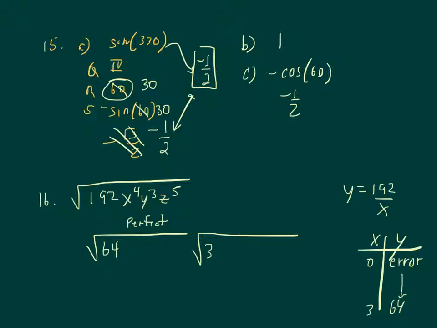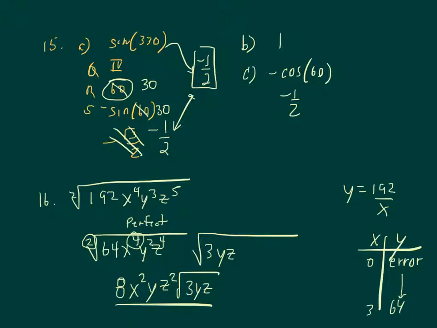We do the same thing here. The variable will be perfect when it is a multiple of the index. And this square root, it's 2. So 4 is a multiple of 2, so that's perfect. But y cubed is not. So we bring down that y, keep a y in there. Z to the 5th, 5 is not a multiple of 2, so z to the 4th is, and z would be here. Square root of 64 is 8. X to the 4th, the square root of x to the 4th, is this 4 divided by this 2, or x squared. It'd be 8x squared y z squared, radical 3yz.